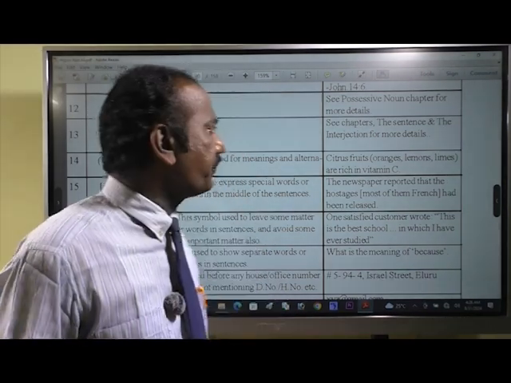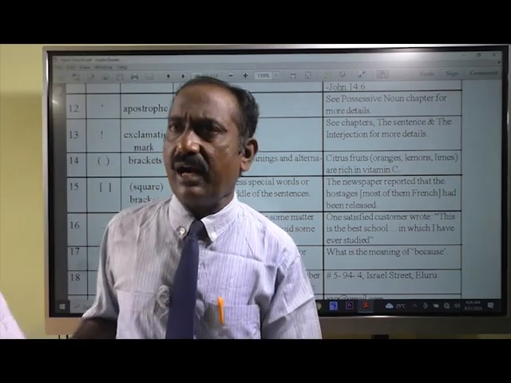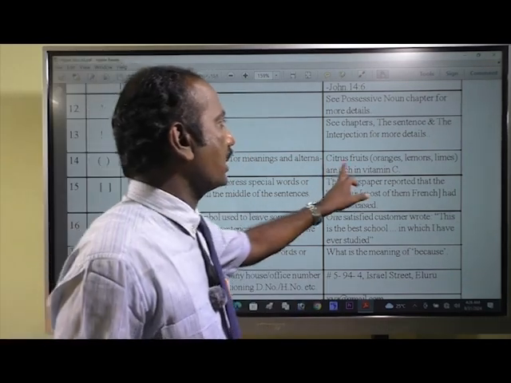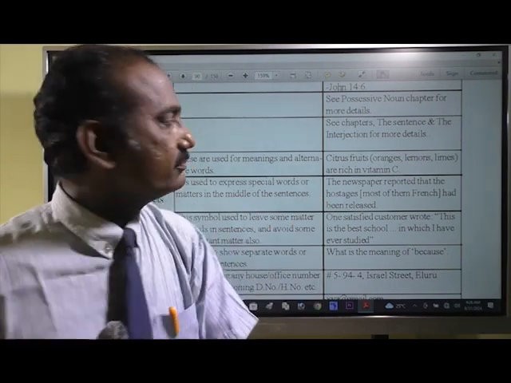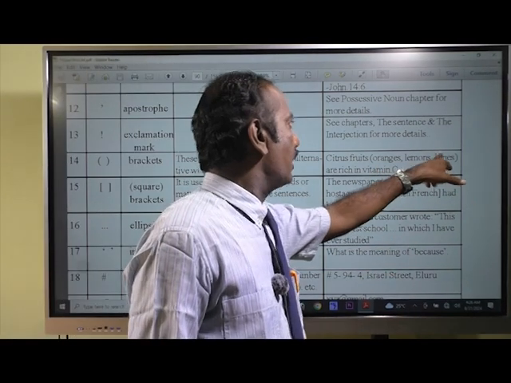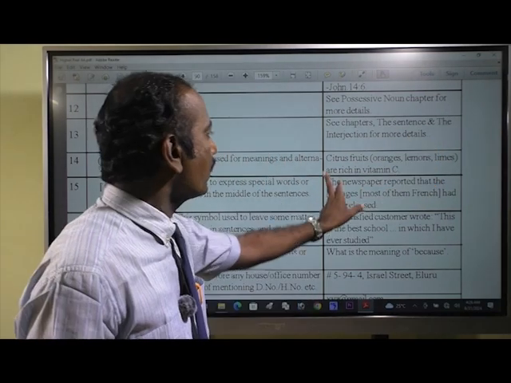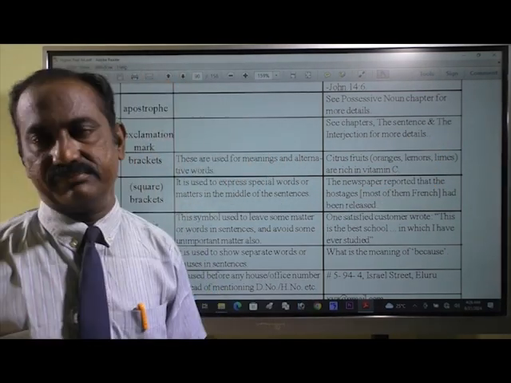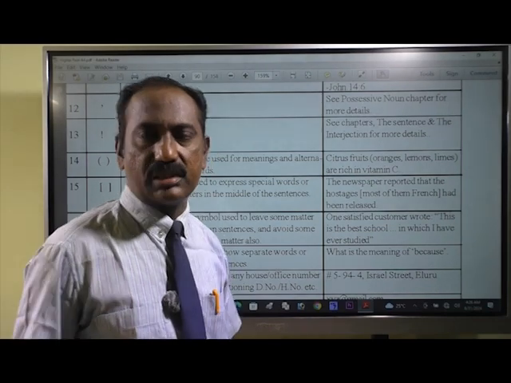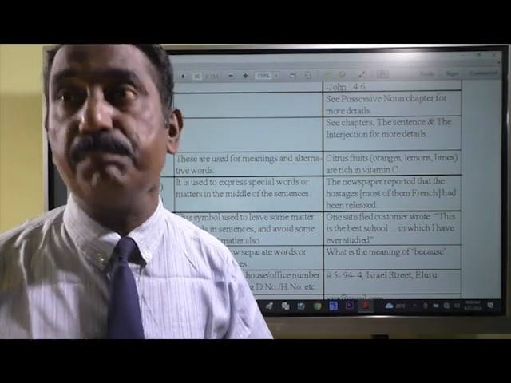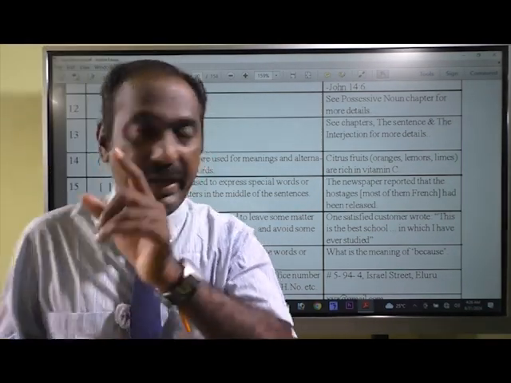Round brackets are used for explanation and extra information. Suppose citrus fruits, we explain what they are: oranges, lemons, limes, etc. That is why we are using round brackets. And are rich in vitamin C. Such kind of explanation is also given. Some meanings are given by using round brackets.